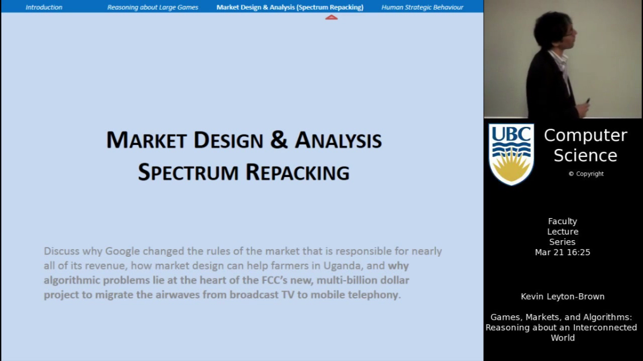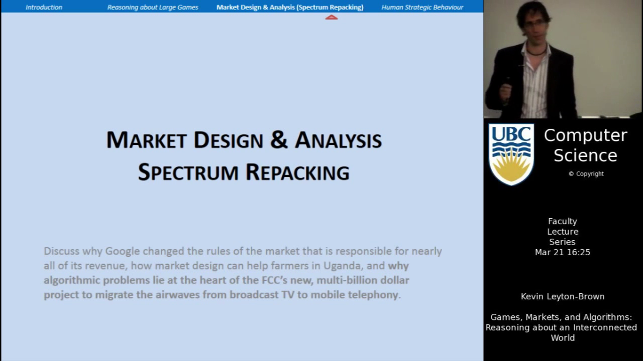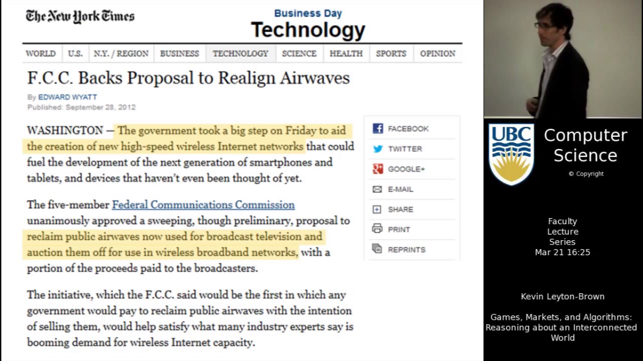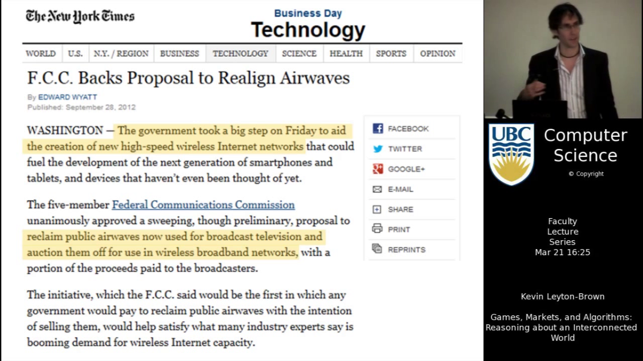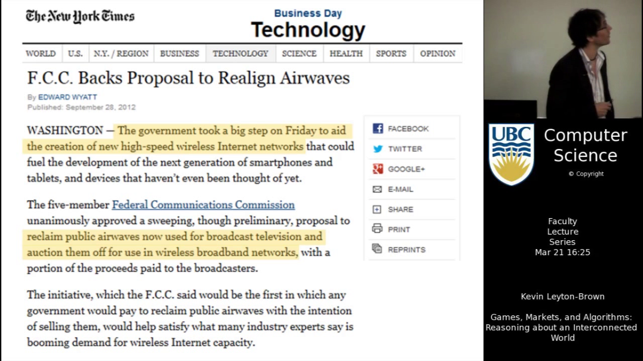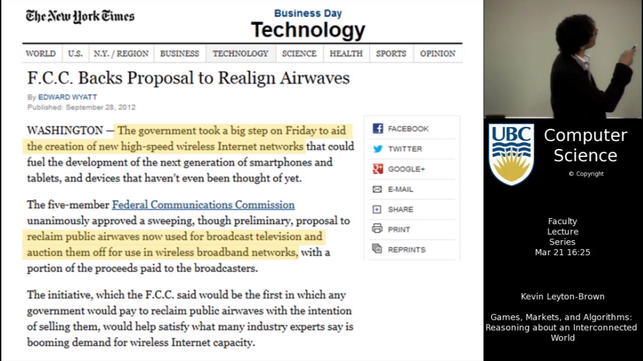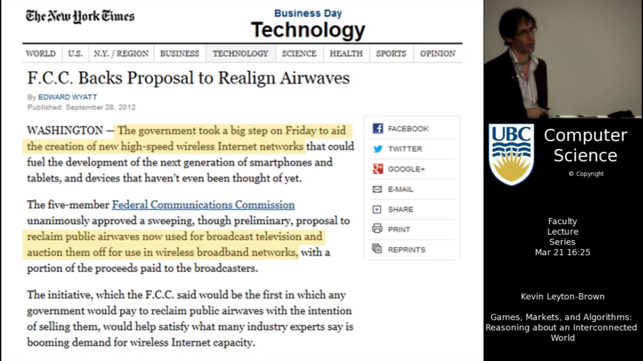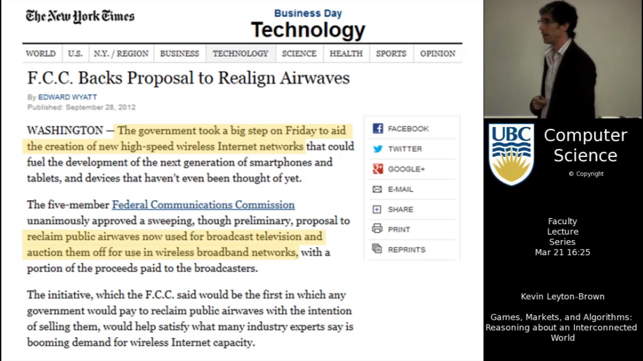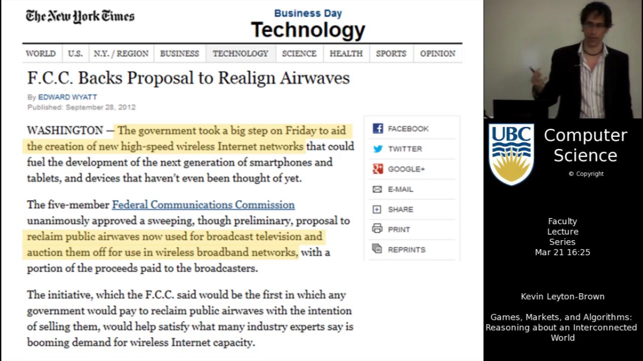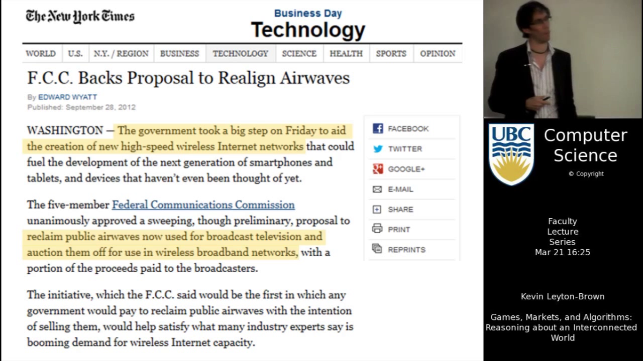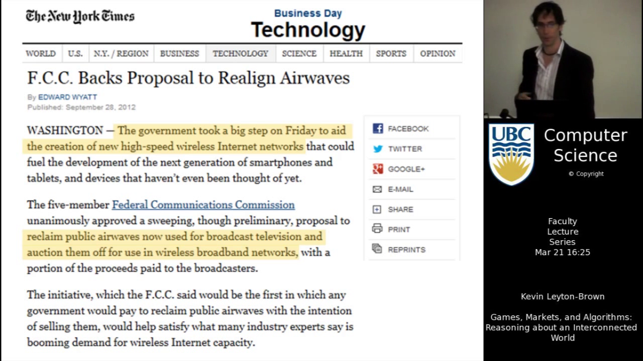OK, the last market design thing I want to briefly tell you about is spectrum repacking. So the FCC, the Federal Communications Commission in the United States, recently, this is a New York Times article from September 28th of last year, recently decided to do a big thing in order to make available more spectrum for high-speed wireless.